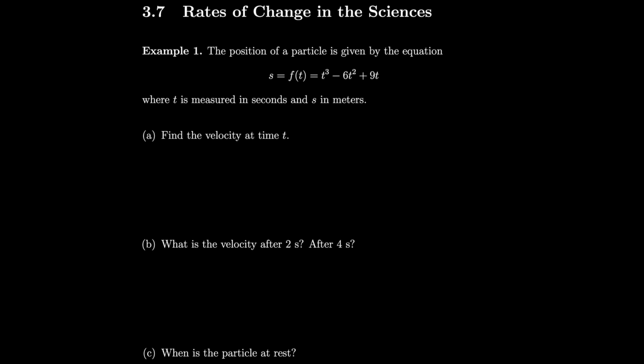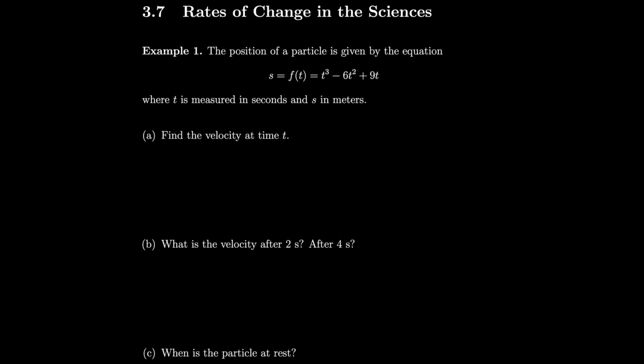Section 3.7, Rates of Change in the Sciences. For our first example, the position of a particle is given by the equation s equals f of t equals t cubed minus 6t squared plus 9t, where t is measured in seconds and s in meters. Let's find the velocity at time t.